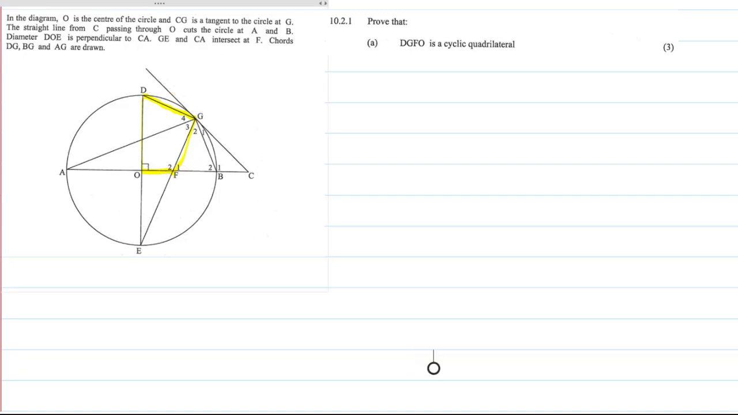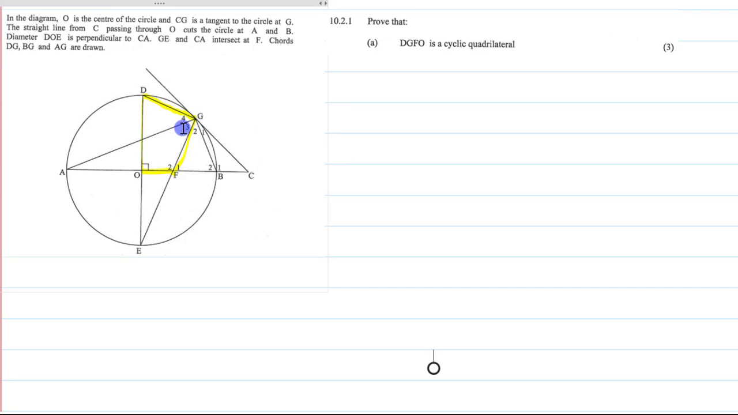So a shape is cyclic if I can prove that one of the chords subtends angles that are equal, and that would be the converse of angles in the same segment, or I can show that the opposite angles of the given shape will add up to 180. In this case, I could look to determine whether D plus F2, or O plus G, will give me supplementary angles, either one of those pairs. So I'm going to go ahead and try and do that.